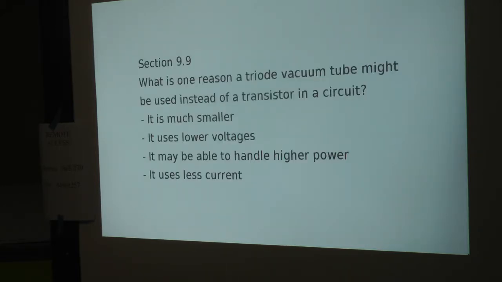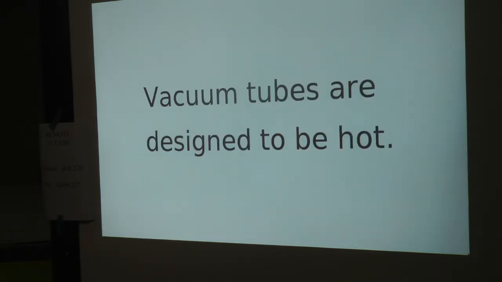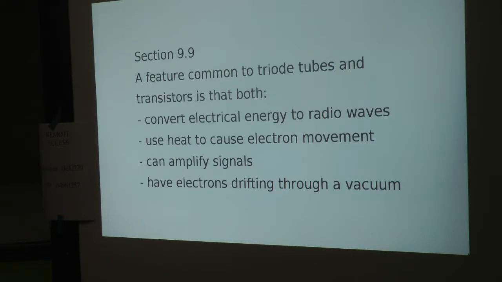Alrighty. What is one reason a triode vacuum tube might be used instead of a transistor in a circuit? As a new guy, I'd say it's the only reason, but... Number 3. Number 3? Higher power. Higher power. Yep, higher power. Vacuum tubes are designed to be used hot, so they can handle much higher power, comparatively per dollar and per size.